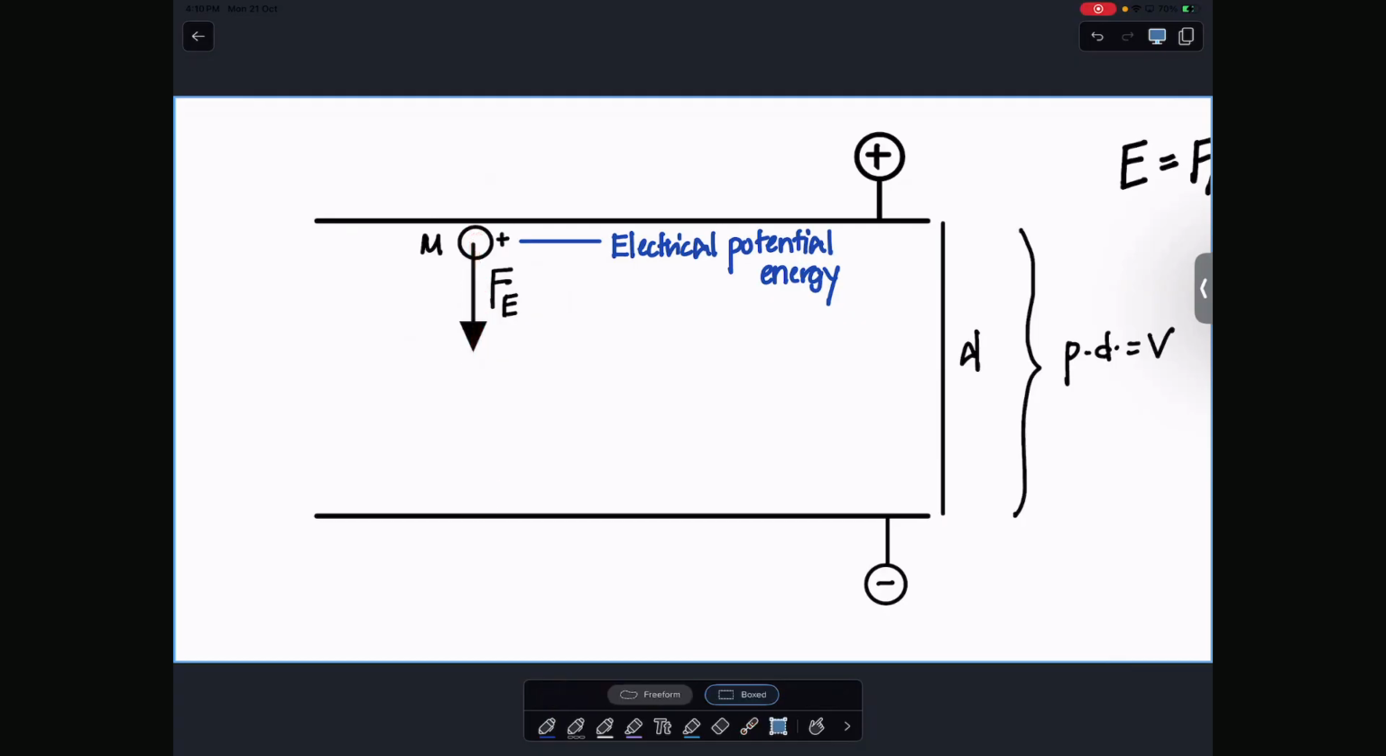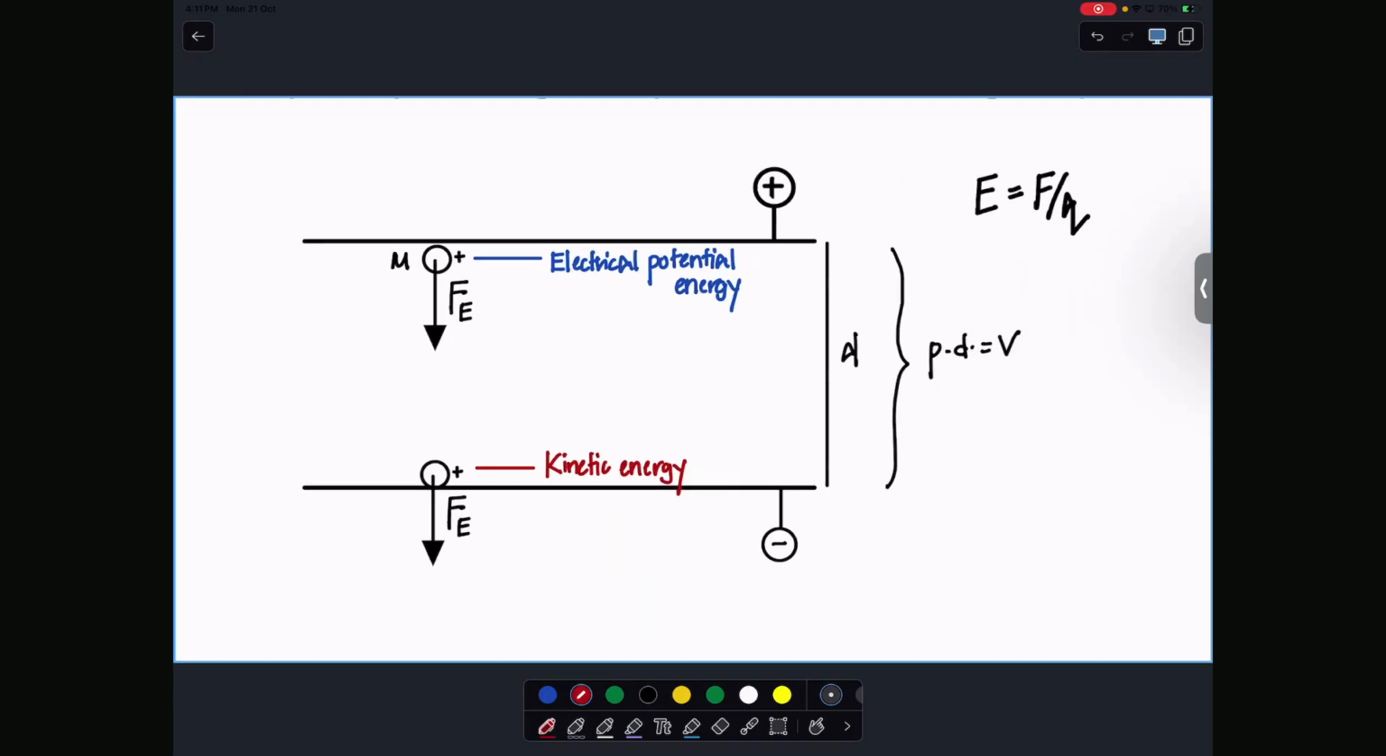So by the time it reaches the bottom, this charge here, it will have converted all the EPE to what form of energy? Kinetic energy. Okay, so it solely has kinetic energy at the bottom. Are you with me so far? Now we'll take a different path here though.